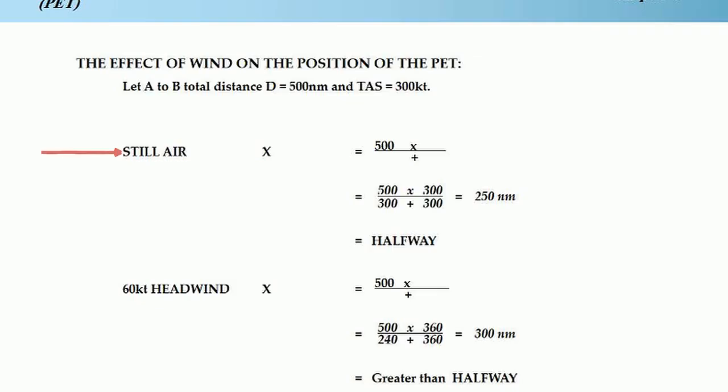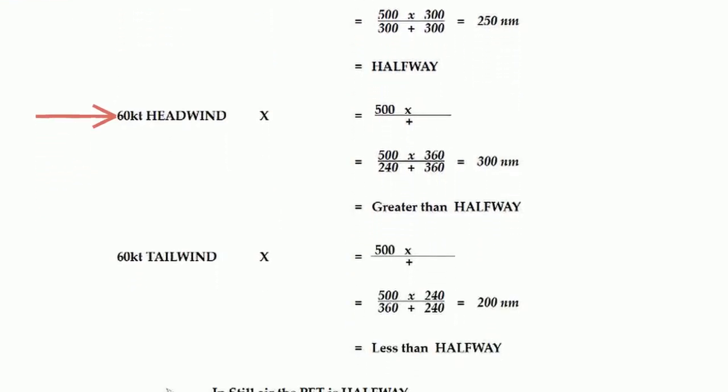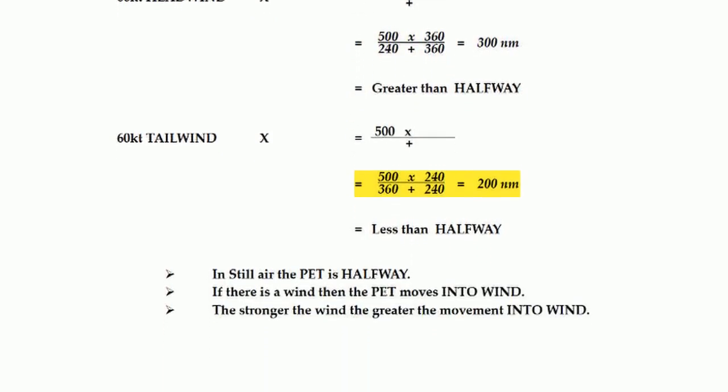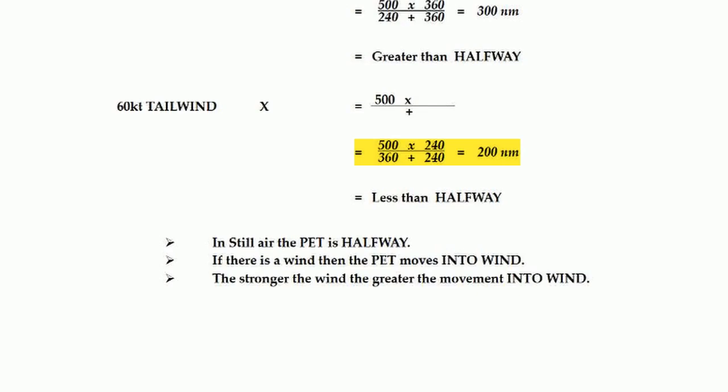In perfectly still air, your ground speeds onward and home are identical. As this first calculation shows, over a 500 nautical mile route, the math places the critical point exactly halfway at 250 miles. Introducing a 60-knot headwind drops the onward speed and increases the return speed. The formula now outputs a critical point 300 miles out, well beyond the halfway mark. Conversely, a 60-knot tailwind reverses those ground speeds, placing the critical point at 200 miles.